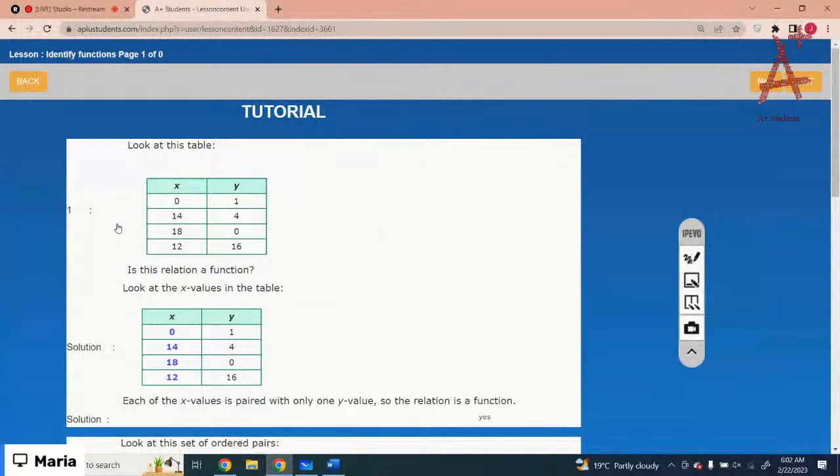Yes, it is a function. Because for each value of x, there is a single value of y. That means this is a function. Each of the x values is paired with only one y value, so the relation is a function. So if you have to check whether a relation is a function, you need to see that each x value has just one corresponding y value. That means it is a function.